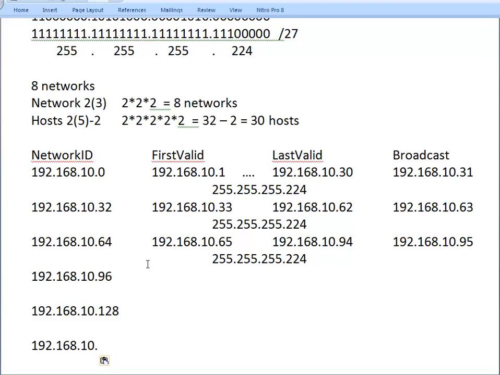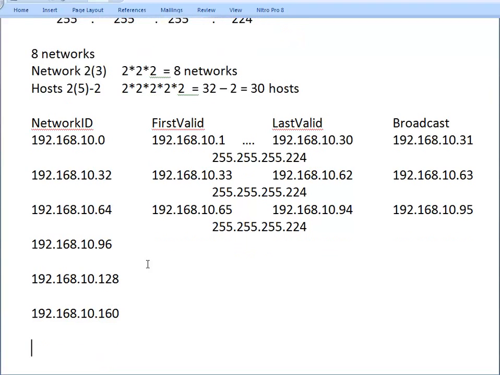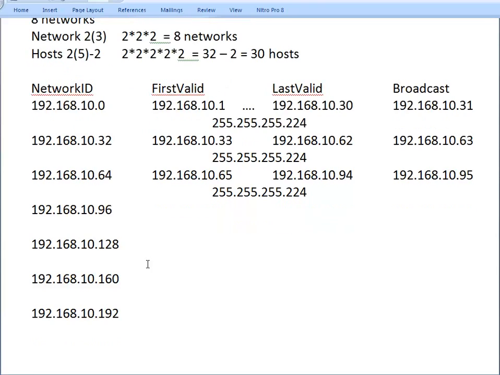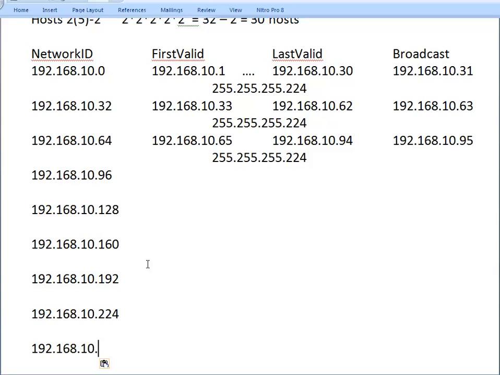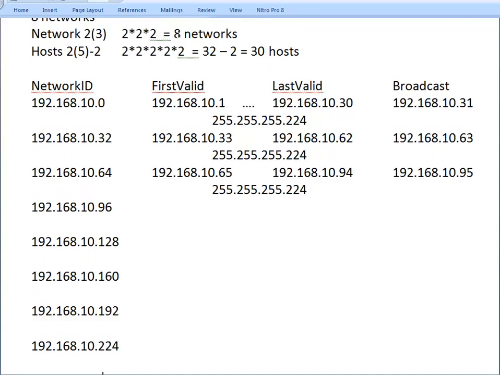Add another 32, 160. Add another 32, 192. Add another 32, 224. Add another 32 is 256, which is not valid. We have reached the limit, so I'll say here the limit. Okay, I'm gonna pause the video. You complete the rest of the network. You can see there's 1, 2, 3, 4, 5, 6, 7, 8 networks, and we saw early on they said we will have 8 networks, and each network will have 30 hosts.